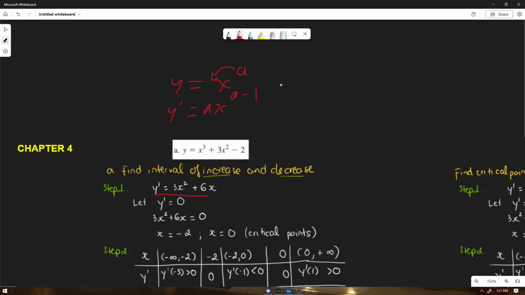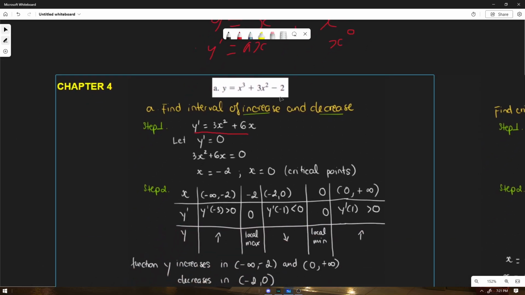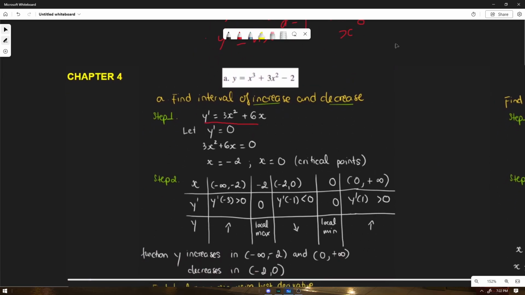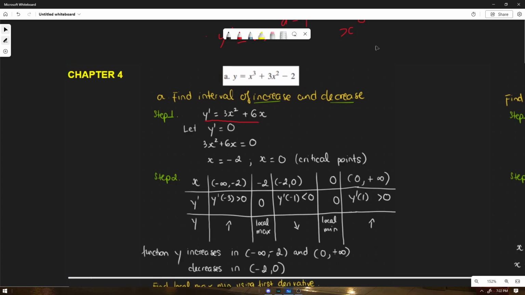If a is 1 already, for example x, if you see x like this already, it's actually x^1. And when 1 minus 1, it becomes x to the power 0, and x to the power 0 is nothing. Therefore, the number 2 is gone. It's already gone anyway.